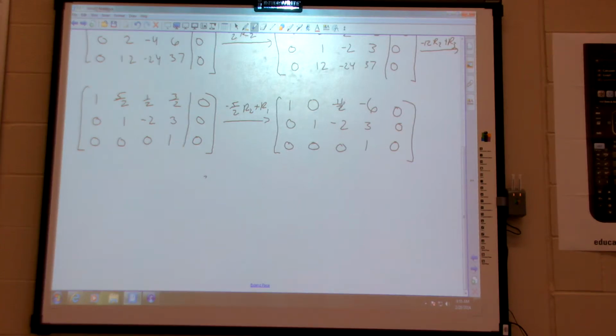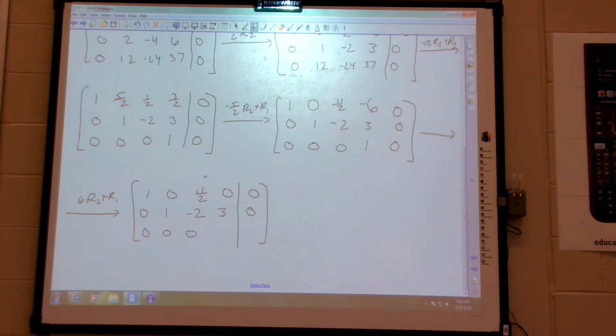Column done, column done. This doesn't need to be zeros because it doesn't have a leading 1, right? But these need to be zeros. So I'm going to do 6 R3 plus R1. 1, 0, 11 halves still, 0, 0. This one looked pretty nasty, but it's not too bad. Kind of got down there. So now negative 3 R3 plus R2.